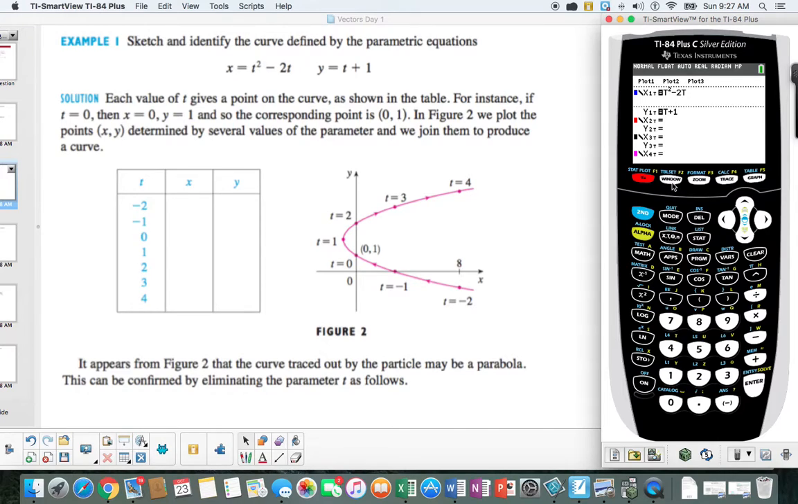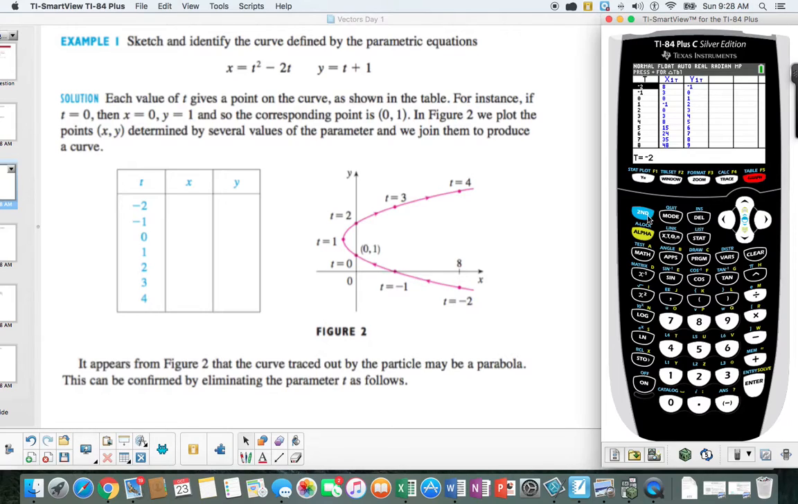And I have already set up my window so that I can see something very similar to that. And there's my window, -2 to 2. My step size is 0.01. Now I can find the table by going to second table set, and I'm going to start my table at -2, and I'm going to go up by 1. So I'm going to do second table, and here are all my values from -2 to 4, and so I can copy all those down in this table.